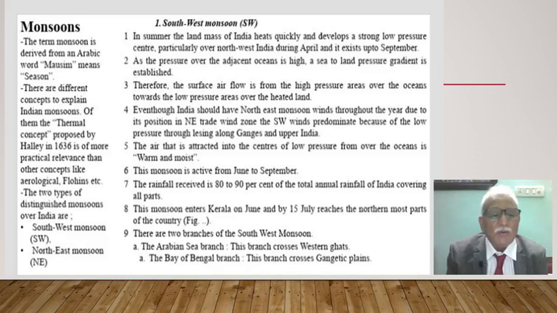So there are two distinguished monsoons over India. Number one is the southwest monsoon. Number two is the northeast monsoon. How is the southwest monsoon formed?